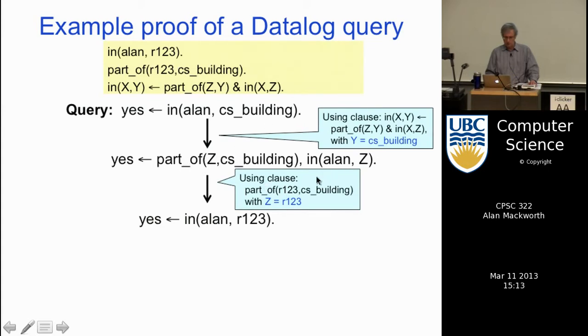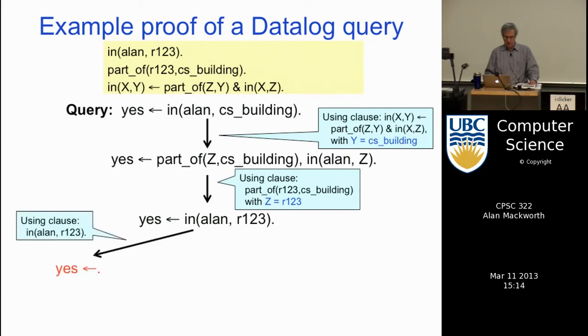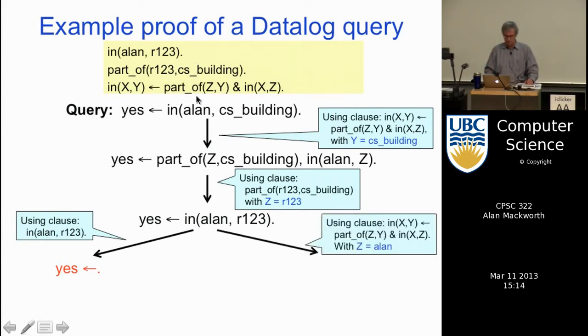And so now notice I've got to consistently substitute for Z. These are the same Z. So I have to substitute Z equal to R123 for Z here, and I've got this to prove. And of course that can be proved directly as a fact using that clause. Yes, so I've reduced the body of the answer clause to empty, which means it's now an answer. I've proved the theorem, and it'll return yes, top level.